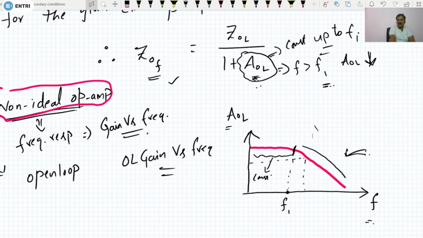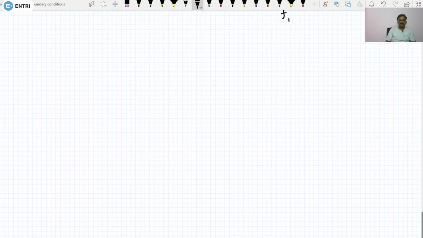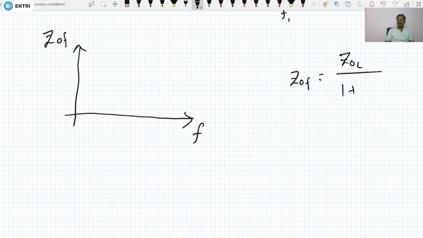Okay, so now I can draw output impedance with respect to what? With respect to frequency, right? So this is frequency, and this is output impedance with respect to frequency, right? So ZOF is equivalent to ZOL by 1 plus AOL, right?